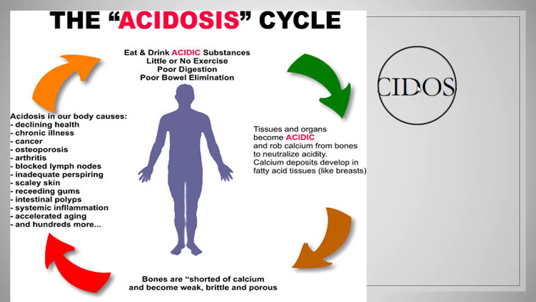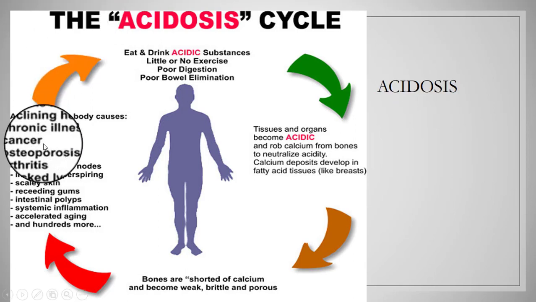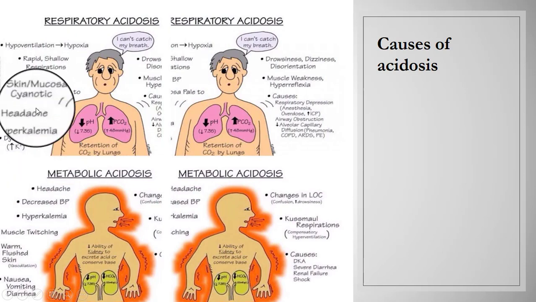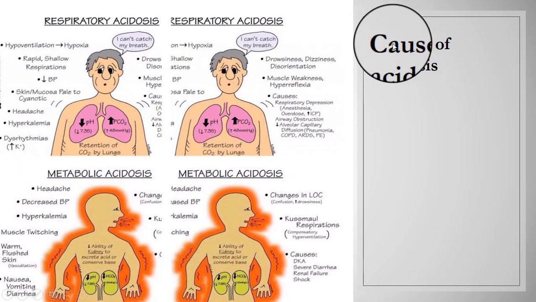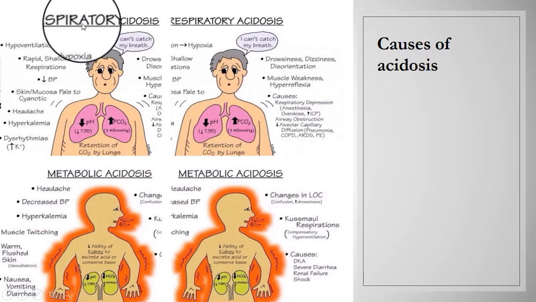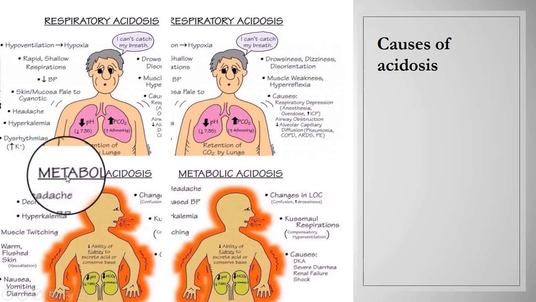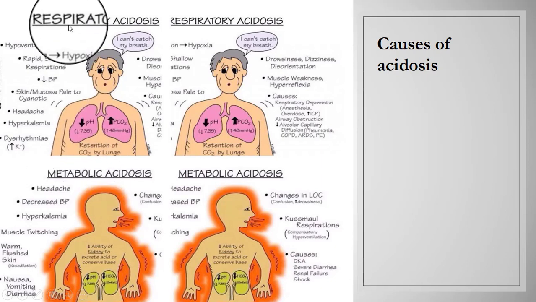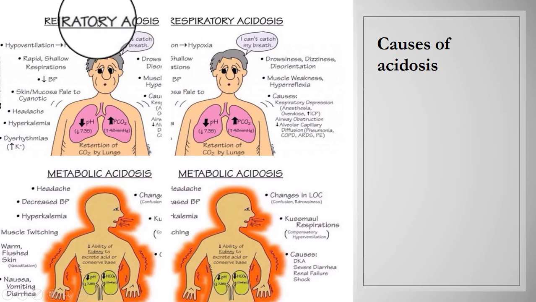Now next we'll discuss the causes. There are two types of acidosis, each with various causes, and acidosis is characterized as either respiratory acidosis or metabolic acidosis, depending on the primary causes of your acidosis. First is respiratory acidosis and its causes. What is respiratory acidosis? Respiratory acidosis occurs when too much carbon dioxide builds up in the body.